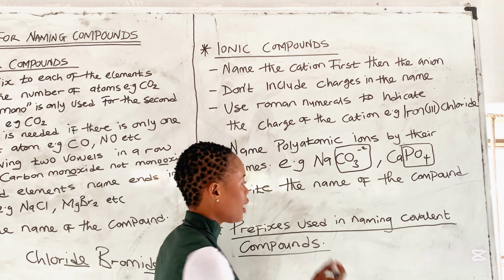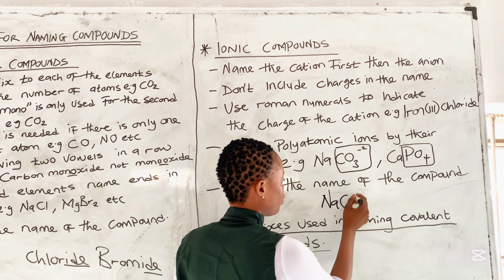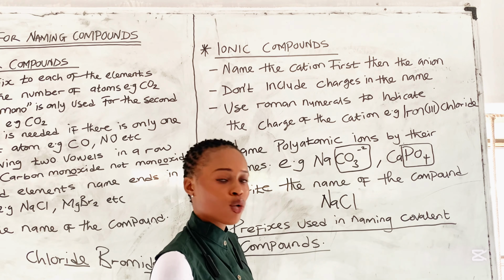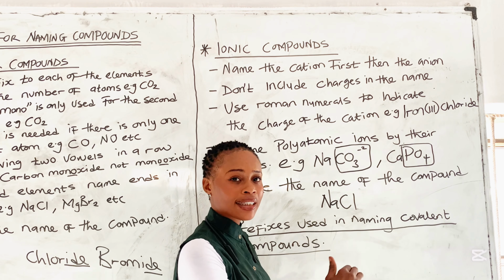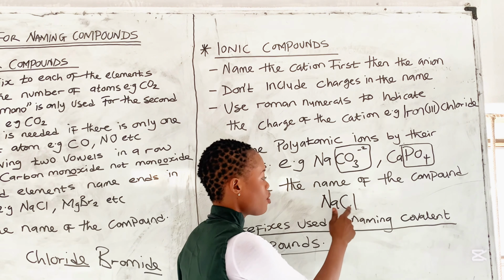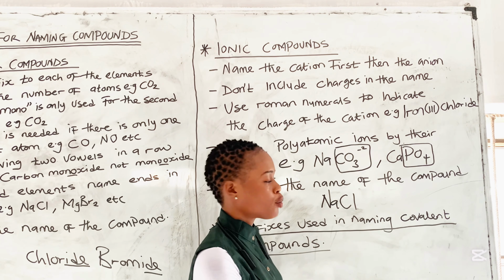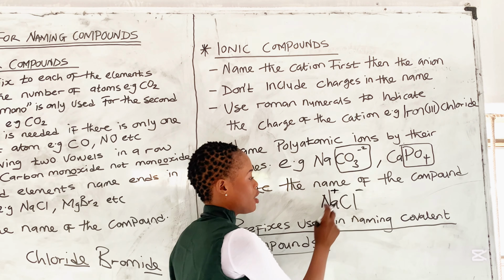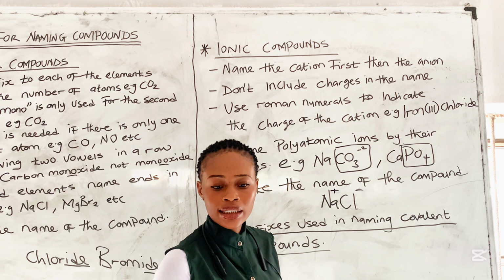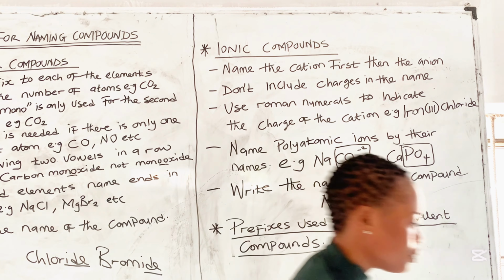So when you are naming chemical compounds, you will name the cation first. An example of that is NaCl, sodium chloride. The sodium is named first because it is the cation, followed by the chlorine. So you must name your cation first, because it carries a positive charge, before the anion. So that is the first thing.